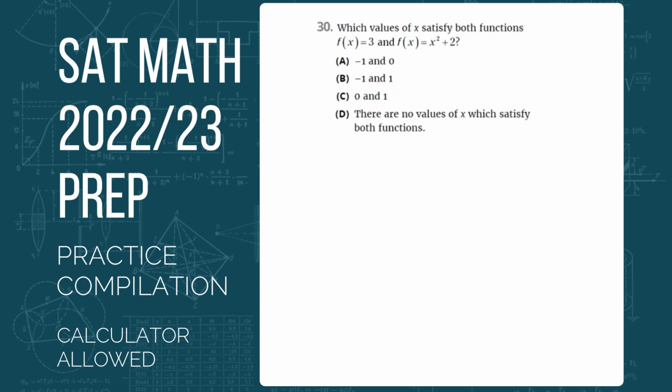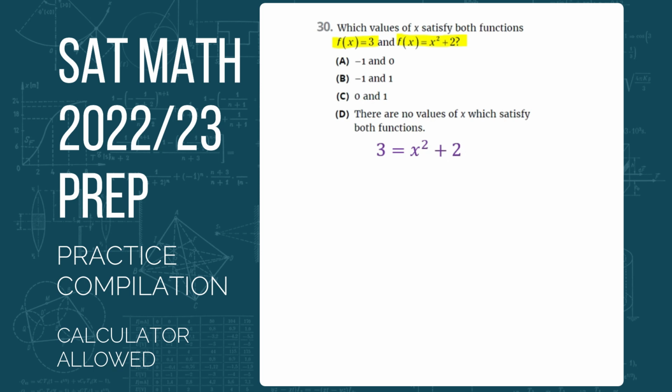Which values of x satisfy both functions: f of x equals 3 and f of x equals x squared plus 2? So this is very easy to solve since f of x is 3 here and f of x is x squared plus 2. We can set the functions to be equal to each other. So 3 will be equal to x squared plus 2, and solve for x.